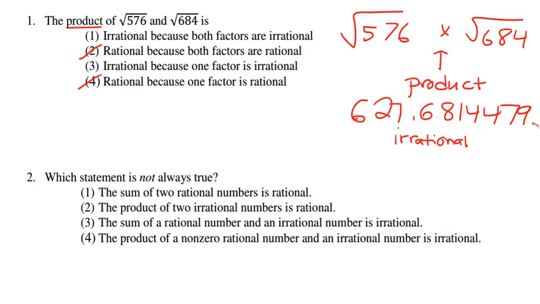So, because both factors are talking about the two different numbers, these two numbers are my factors. Are both factors irrational? Well, actually, the square root of 576 was 24. So that is rational. Let me erase that because that does not look like a 24. Let's try that again. That should be a 4. There we go. But the square root of 684 was irrational.